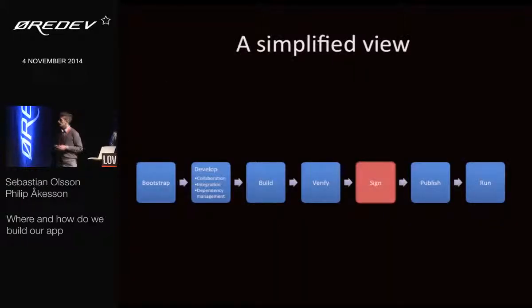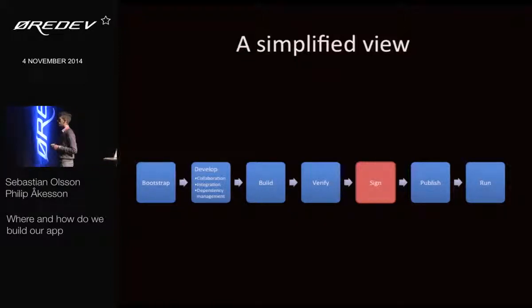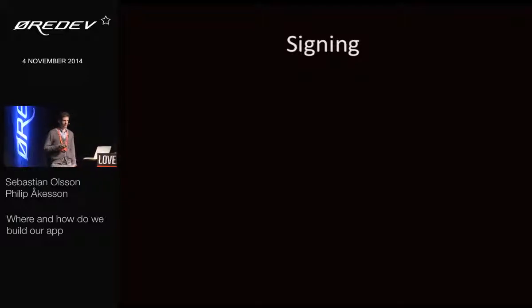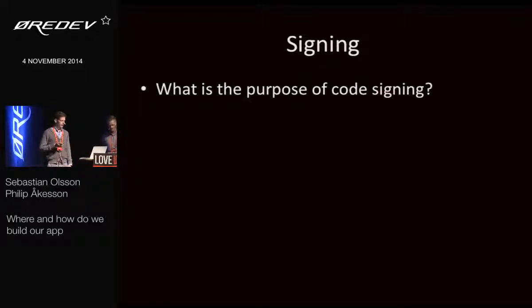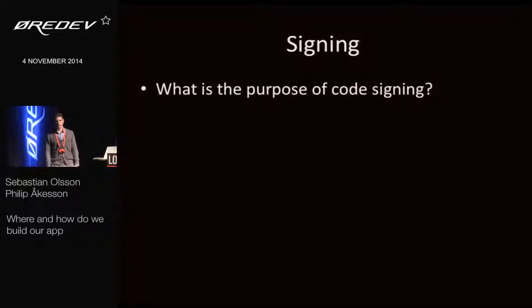Okay, so you've built your application and you've verified that the output looks fine. It's time to sign it. So what's the purpose of code signing? The purpose is to assure your users that a piece of software was released by you. It's a guarantee that something was made by you.